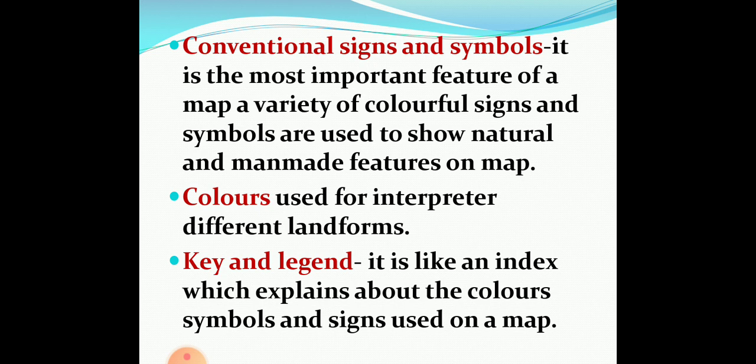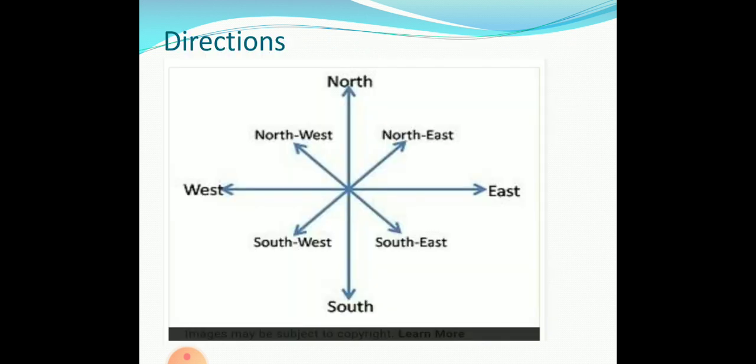Of the 6 elements, students, we will not discuss everything in detail, but some among them we will explain more. The first one is directions. There are four main directions. They are north, south, east and west. These four directions we call cardinal directions, and the remaining four, that is northwest, northeast, southwest and southeast, are called the intermediary directions. So these 8 directions together, 4 cardinal directions and 4 intermediary directions, help us to find the exact location, the exact place where it is located.